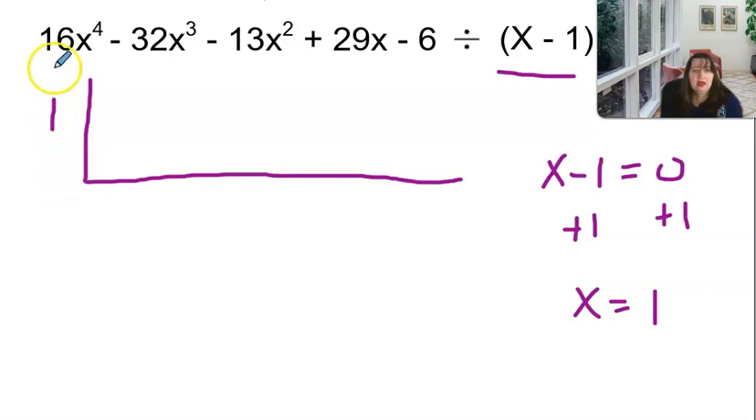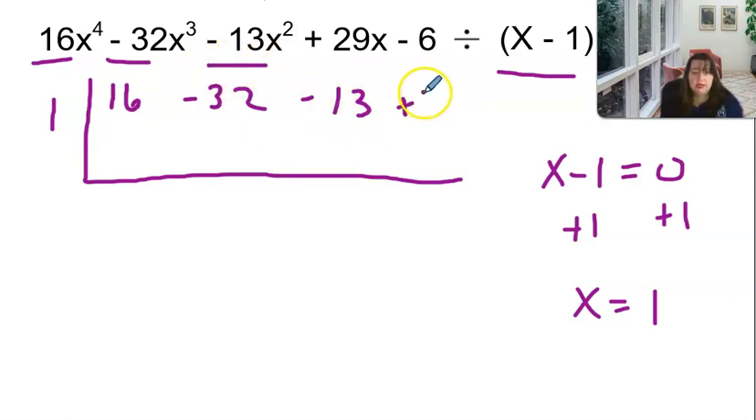It's not too bad. The first thing I want to realize is I do have x to the 4, 3, 2, 1, 0. Okay? I want to make sure all of my x's are there. I have a positive 16, so I'm going to write 16 here. I have a negative 32. I'm going to give myself some room. I have a negative 13, a positive 9, sorry, and a negative 6. So we're going to extend that a little bit, and I'll erase that in a second.